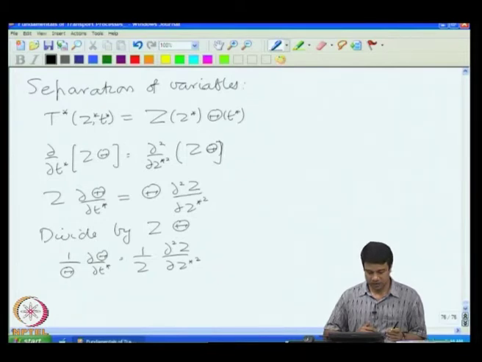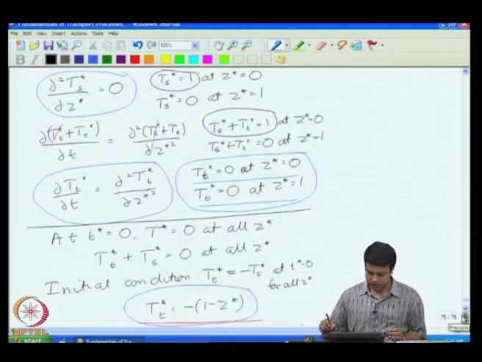So, now we have two different equations to solve. Both of them are equal to constants, and we have to solve these in the domain in order to find out the solution for the temperature field. That solution for the temperature field we will continue in the next lecture. But before we leave, let me just re-emphasize a few important points here.